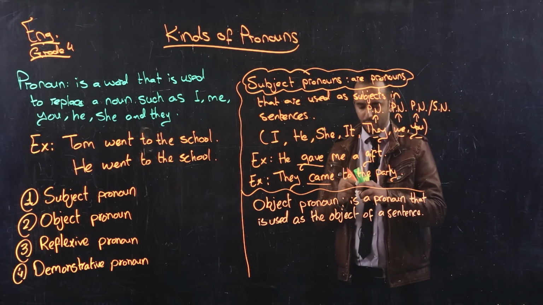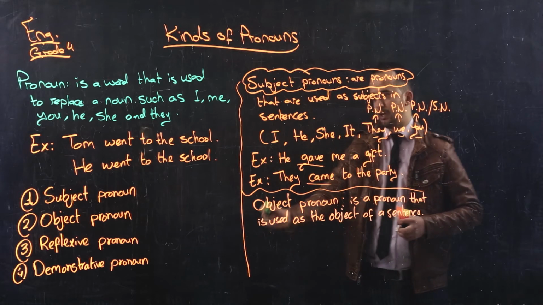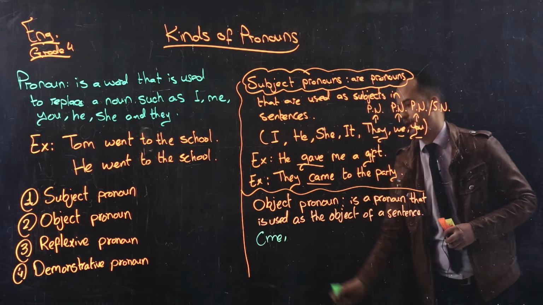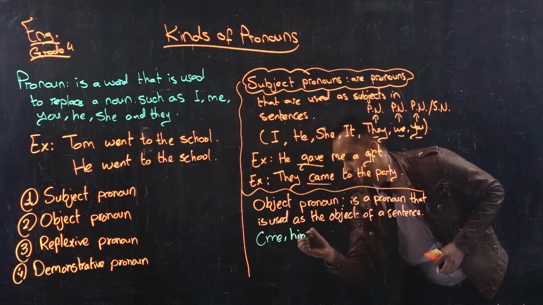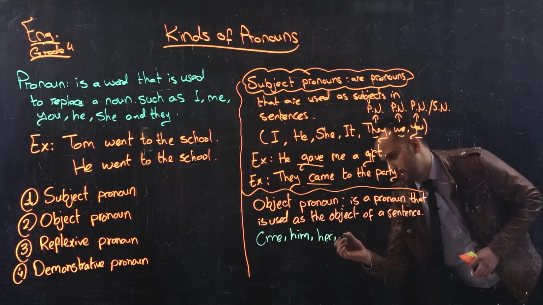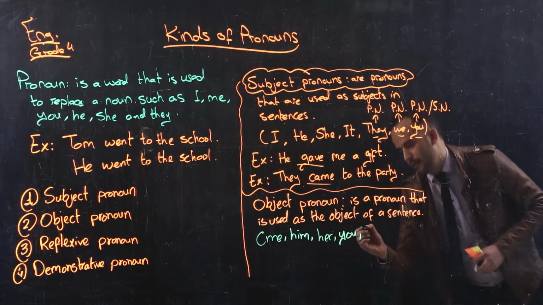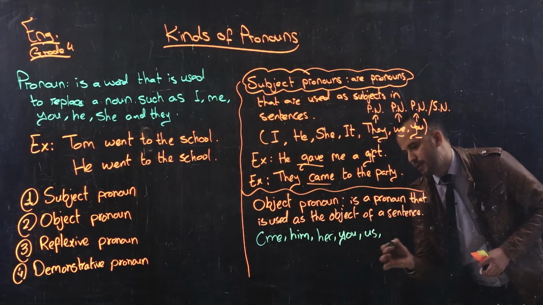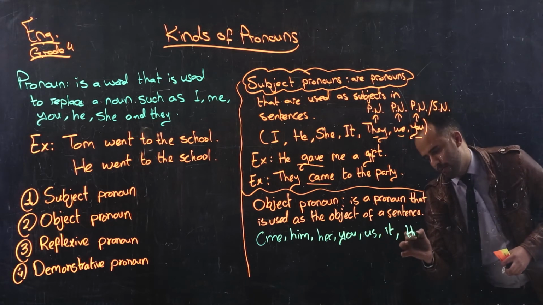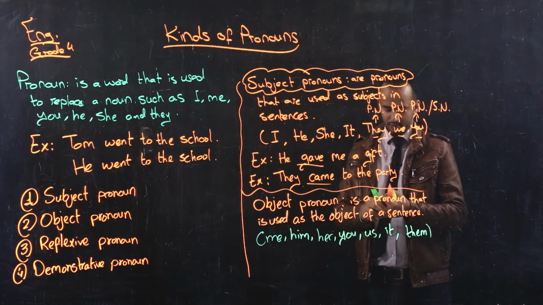Okay, great. So what are the object pronouns that we are talking about here? We are talking about me, him, her, you, us, it, and them. All right, let's take an example.